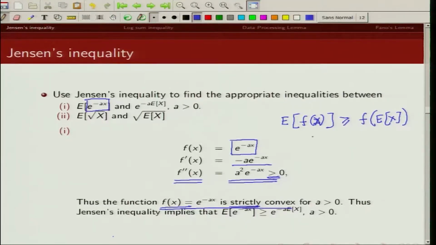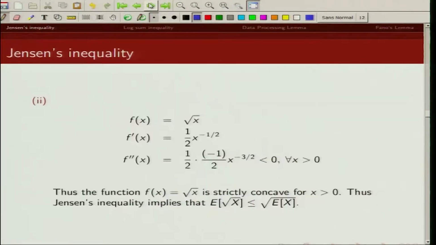So for this particular function we can write that the expected value of the function is greater than or equal to the function evaluated at the expected value. This is because this function was a convex function. Now let us look at this second example. Here the function is square root of x. Now we take the first derivative, which is given by this, and this is the second derivative.